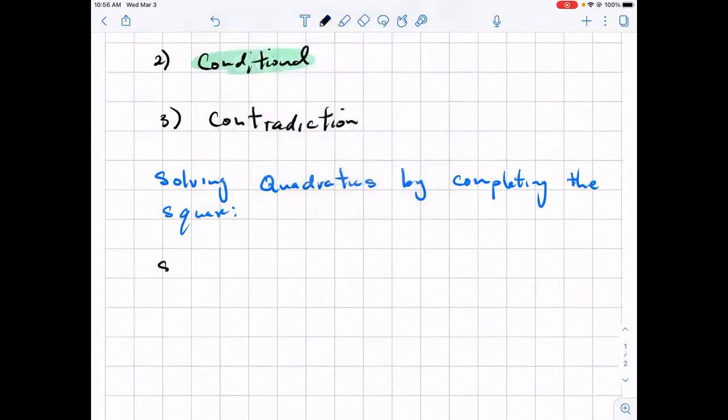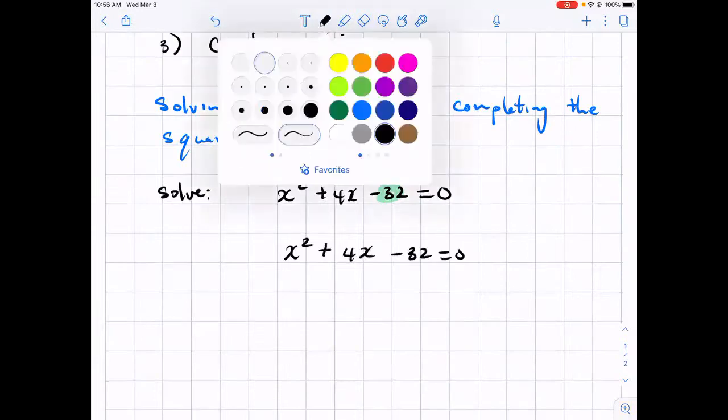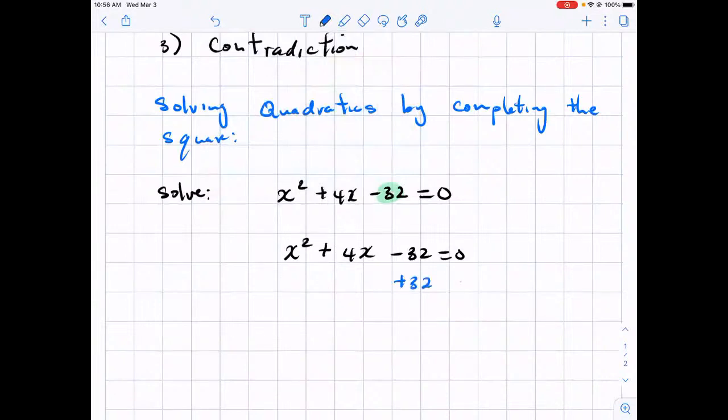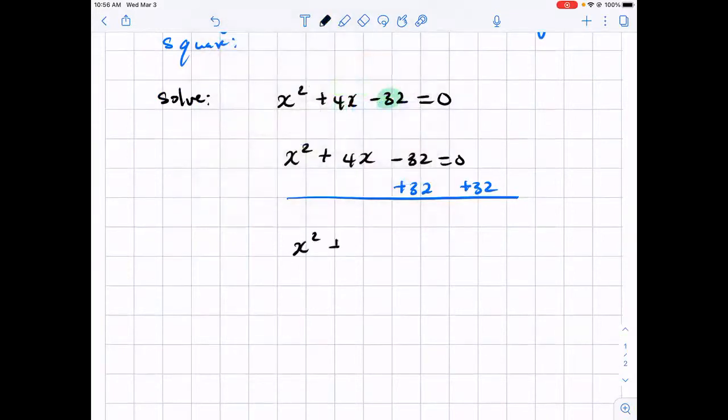So if you're asked to solve x squared plus 4x minus 32 equal to 0. And we said the first thing to do is move that c term to the right side of the equal sign. We'll do that by adding 32 to both sides. Okay. And if we add 32 to both sides, we are left with x squared plus 4x is equal to positive 32.